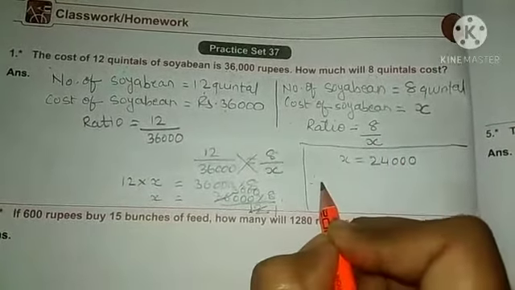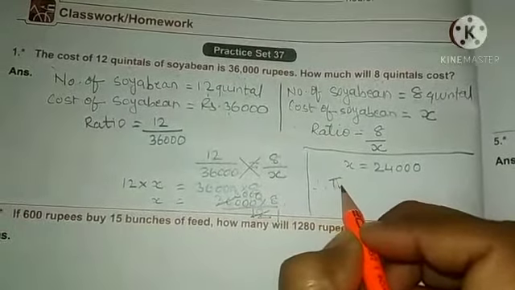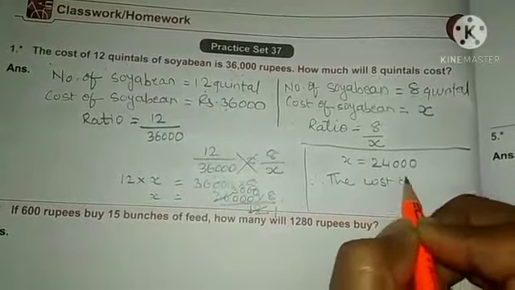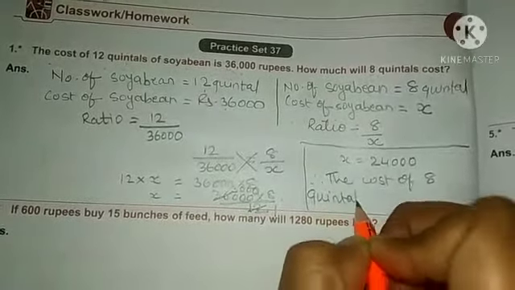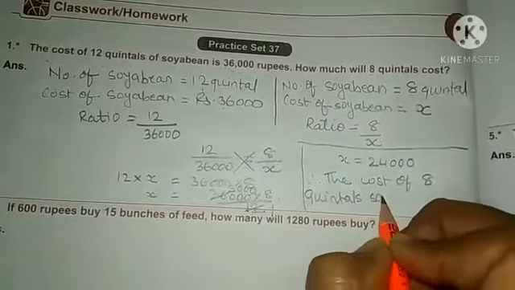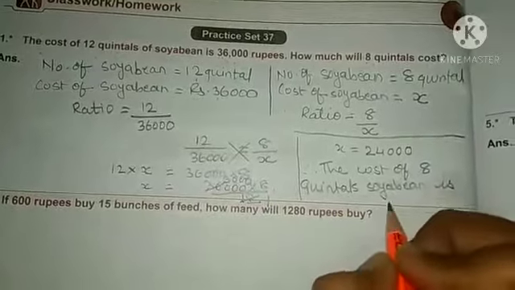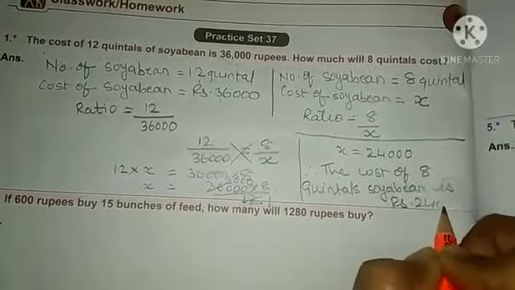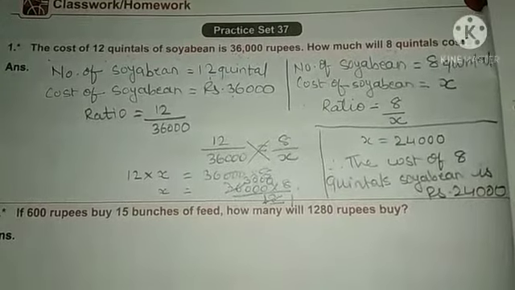So here we will write down therefore the cost of 8 quintal soya bean is rupees 24,000. Clear? Understood how you will do over here?